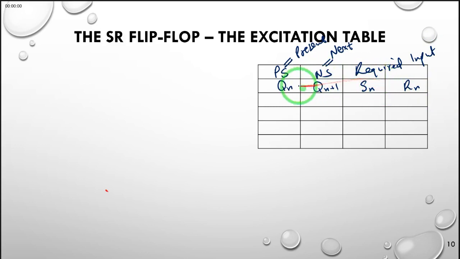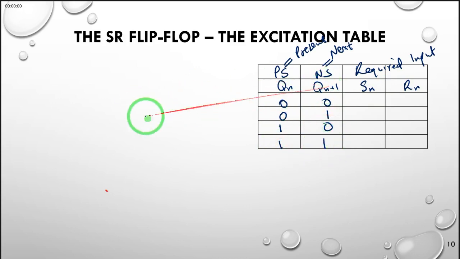If we want to move from the present state being a 0 to the next state being a 0, what should our inputs Sn and Rn be? Again, if we want to move from the present state being a 0 to a 1, what should we set our S and R to be? Similarly, for 1 to 0 and 1 to 1.